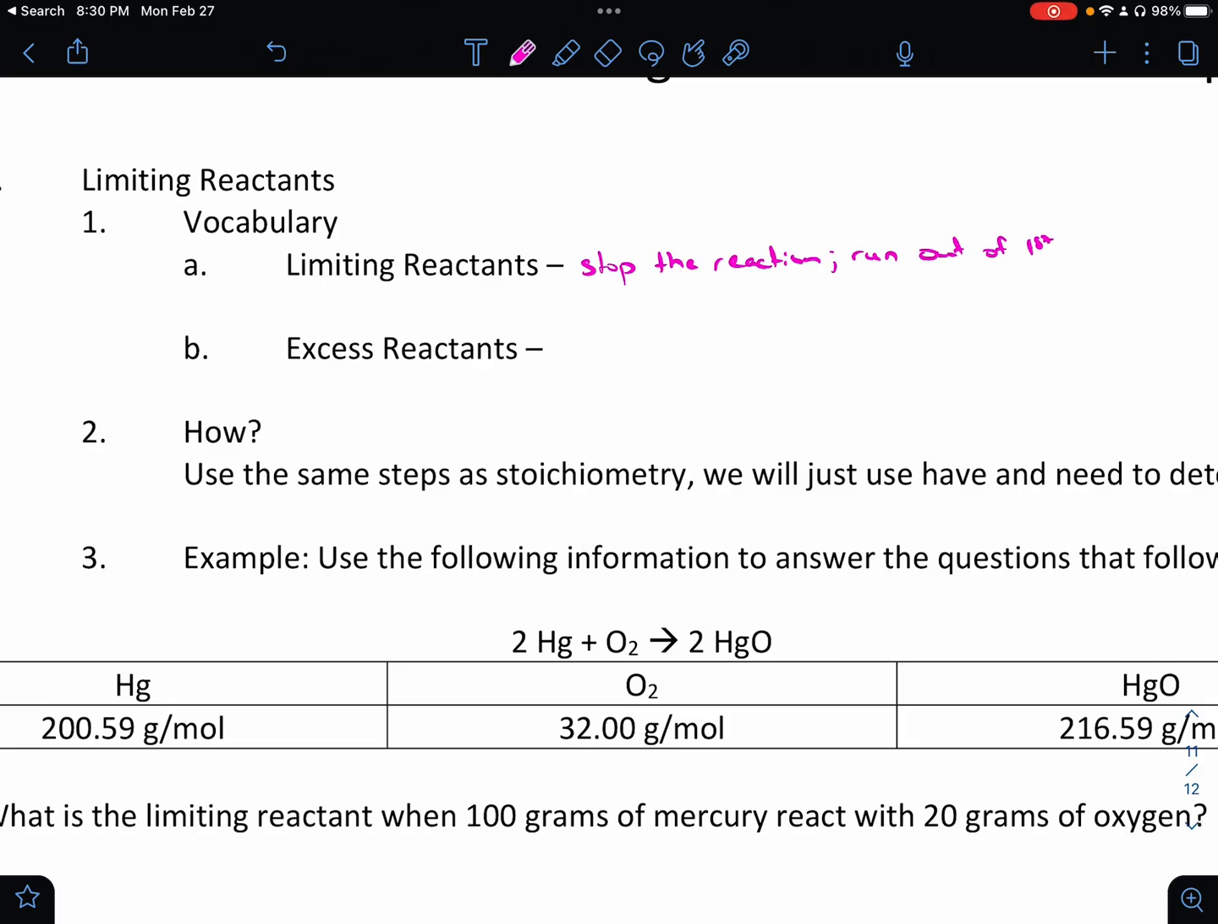Then the opposite of limiting reactant is the excess reactant. This is what we're going to have left over at the end of the reaction. So when we've been seeing all those questions that say excess so-and-so, that means we have plenty left over. So there is no limiting reactant in that case, or the other one is the limiting reactant.